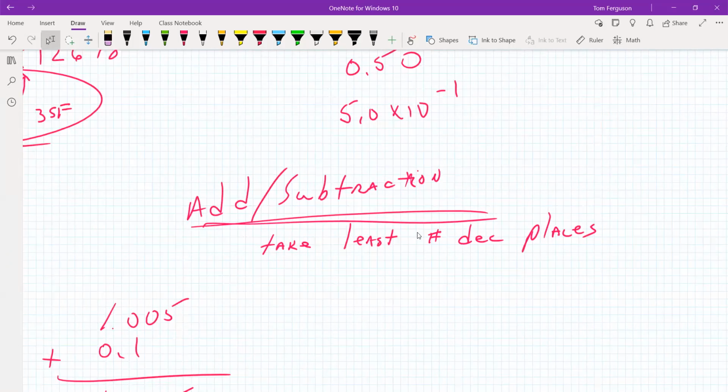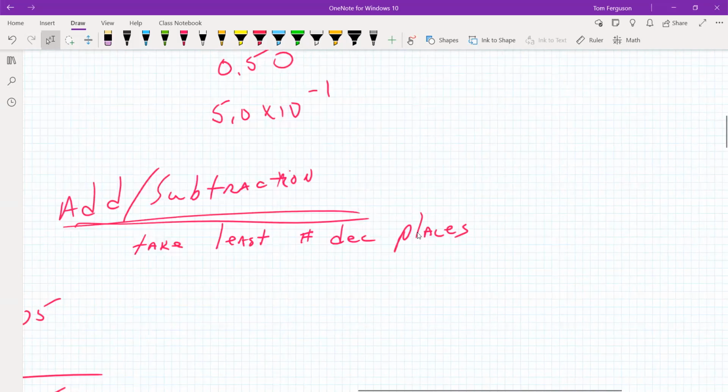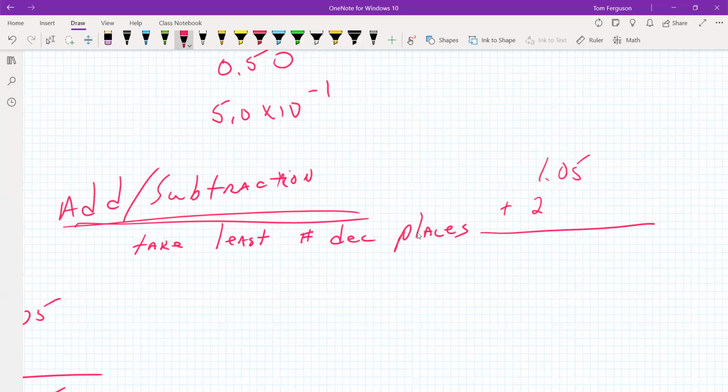Okay, a rule for adding and subtracting. When you add or subtract numbers, you have to look at the numbers themselves. And when you add or subtract, what counts is the decimal place in the number, not the total number of sig figs. Looking at the decimal place, how far out does it go? For example, if we're adding 1.05 plus 2. Okay, how many decimal places does the 1.05 have? 2. How about the 2? 0. So our answer is going to have 0 decimal places. What's the answer? 3.